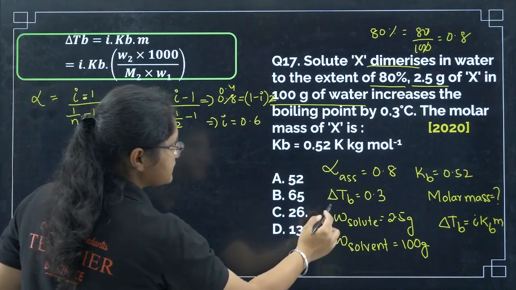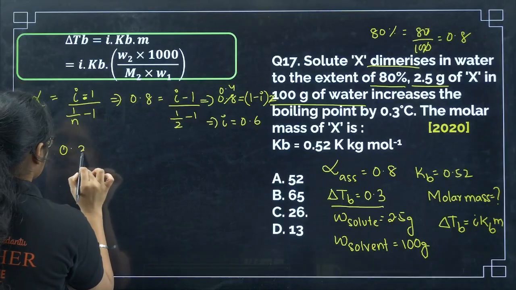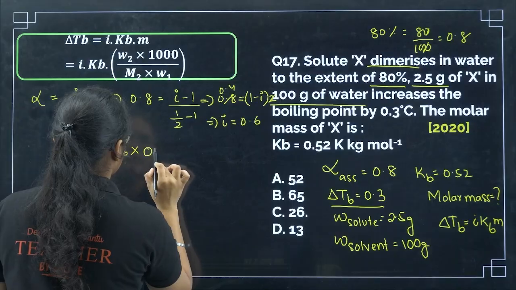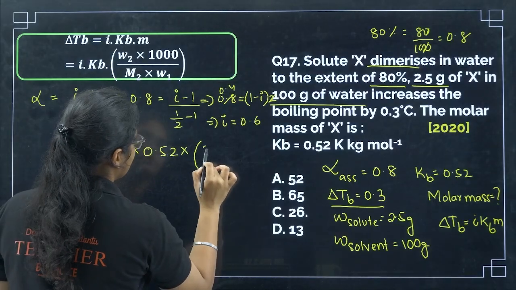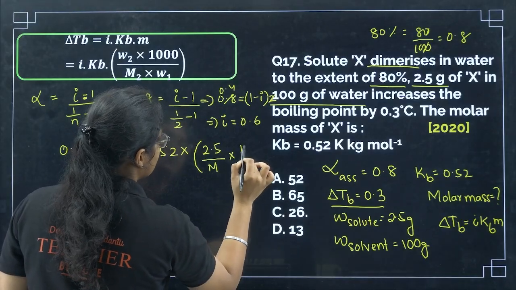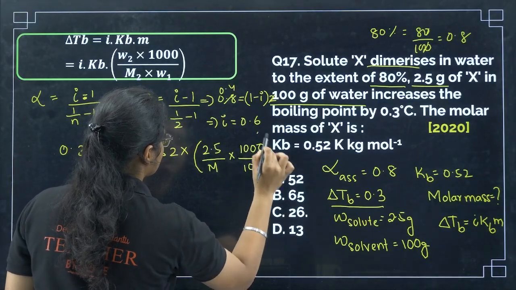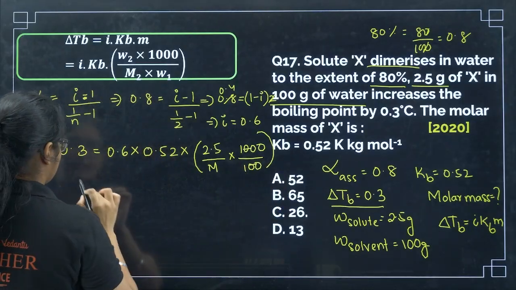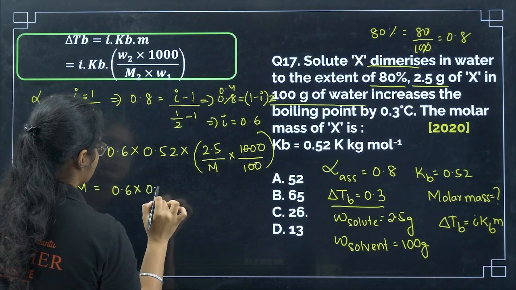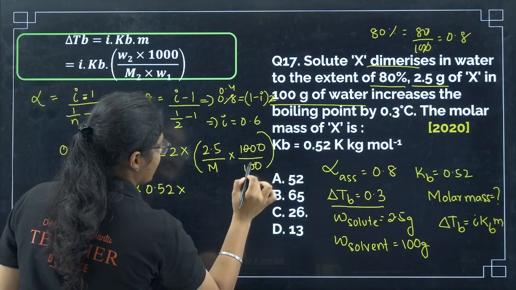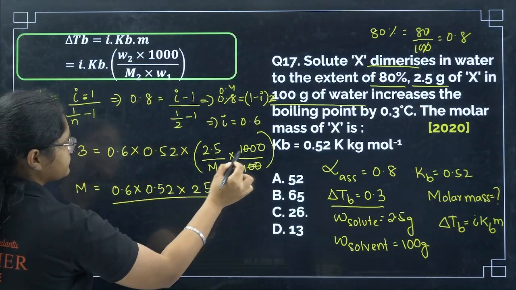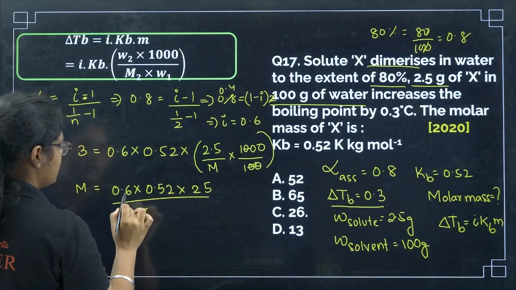Now let me solve here. What is delta Tb? 0.3. Kb, i value is 0.6, Kb value is 0.52, and molality is 2.5 gram of the solute dissolved in the molar mass I have to find out, 1000 by 100. So I have 25 here, so I have to find this M here. So M will be 0.6 into 0.52 into 25 divided by 0.3.